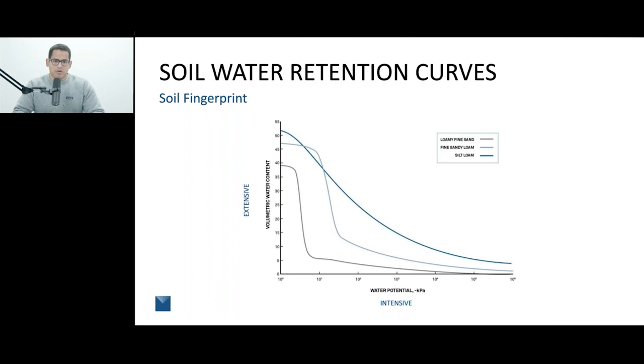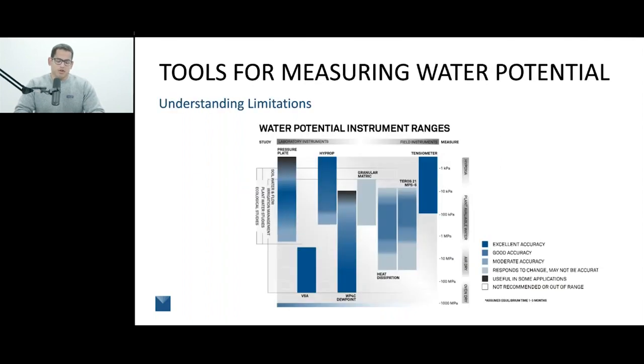But before we do that, I do want to talk a little bit about how we make these measurements and what you need to understand, especially when it comes to limitations. So one of the reasons we most commonly refer to water content instead of water potential is because it's a lot easier to measure. Water content, we've been making these measurements for decades, and it's a lot easier to measure. Water potential, on the other hand, is a much harder measurement to make.